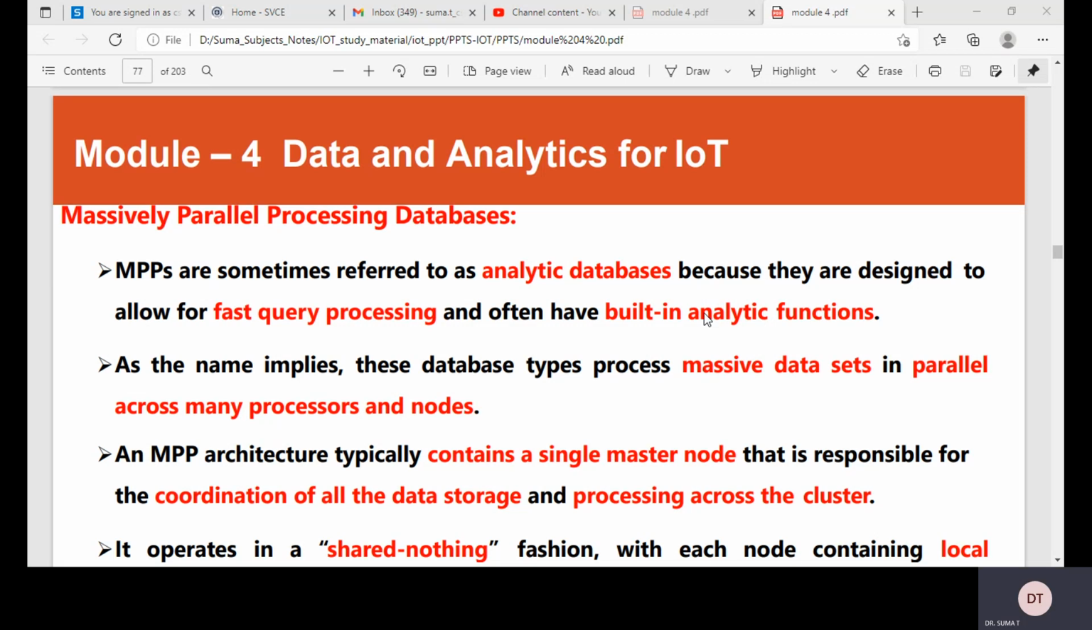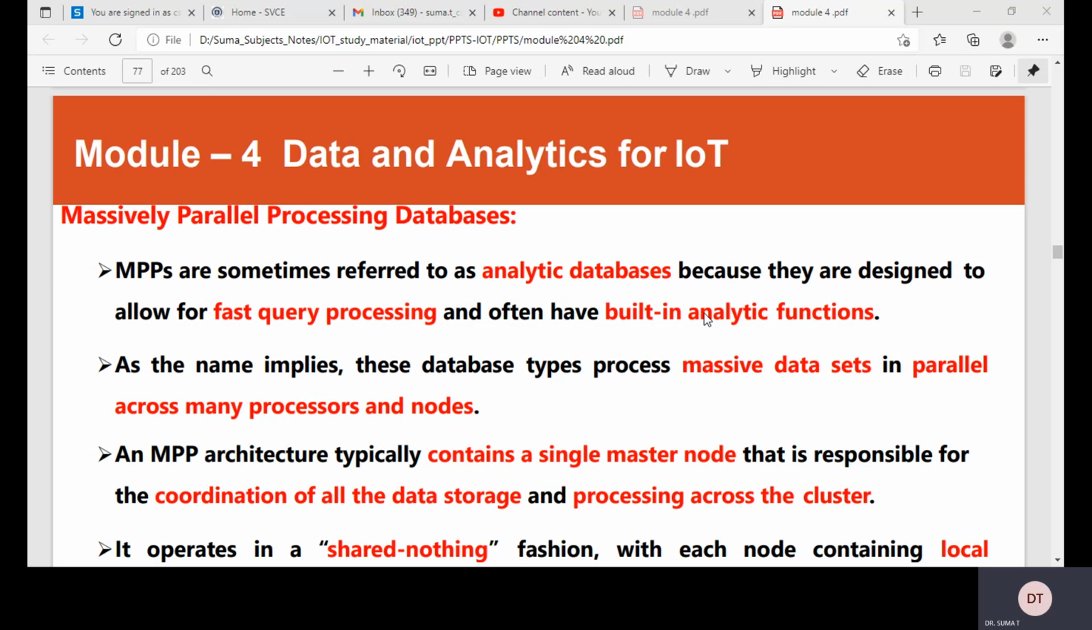It may not be the only database type used in an IoT implementation. The sources and types of data may vary, requiring a database that is more flexible than relational databases allow. See here the diagram, MPP shared nothing architecture.